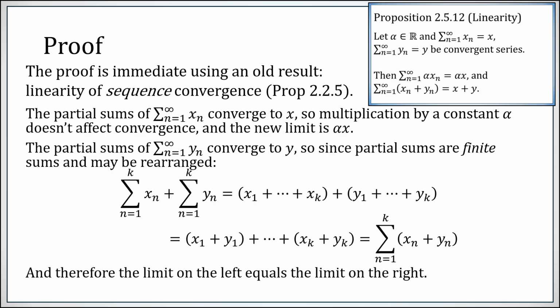So now we can take a limit as k goes to infinity on both sides and get the second result from this proposition. So this proposition, that constants factor in and out of series convergence and convergent series may be added as you would expect, is basically immediate because series convergence is defined in terms of sequence convergence, and we have these results for sequences.